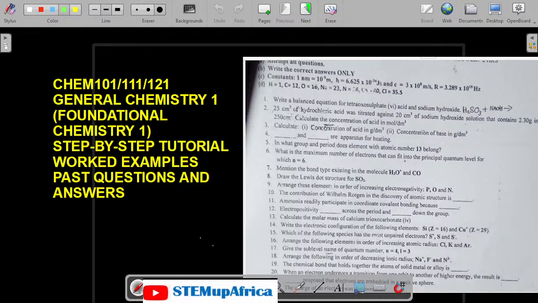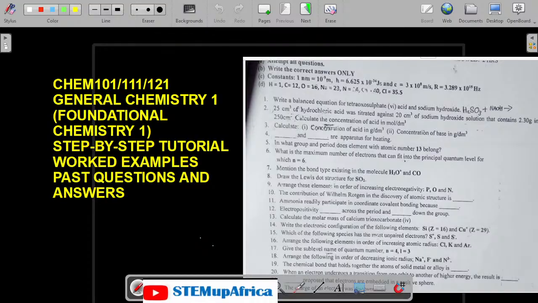Then it asks about the contribution of Wilhelm Röntgen to the discovery of atomic structure. It is X-ray. This guy worked on X-ray, the discovery of X-ray. It helped improve the determination of atomic structures of many elements, and it's also applicable in the medical field, such as to examine our internal organs and other things. That is that. He worked on X-ray. X-ray is the correct answer there.